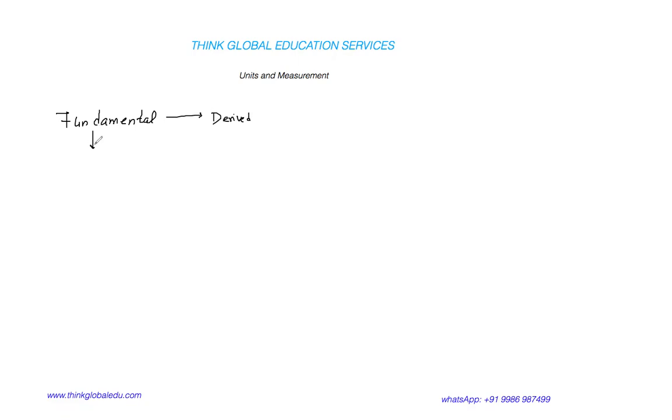The units of the fundamental quantities are called SI units or International Standard units. There are 7 SI units, or 7 fundamental units, or 7 basic units for 7 fundamental quantities. The first one is length. Length is a fundamental quantity, and the SI unit for length is meter, represented by m.